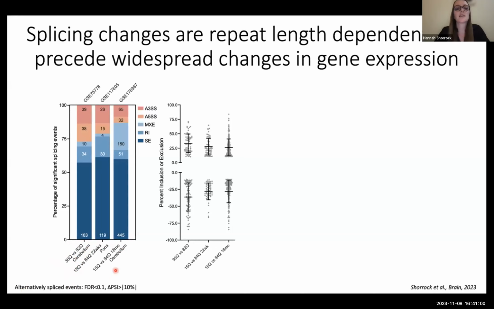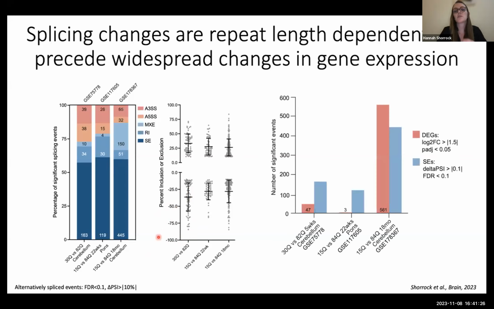When we do this analysis, what we saw was that we're actually seeing a similar number of skipped exon events being dysregulated, as we saw when we compared these data sets to wild-type mice. What's more is that the magnitude of changes that we were seeing were comparable to the magnitude of the changes that we saw when we were comparing these to wild-type mice. So this really suggested to us that these changes are repeat length dependent.